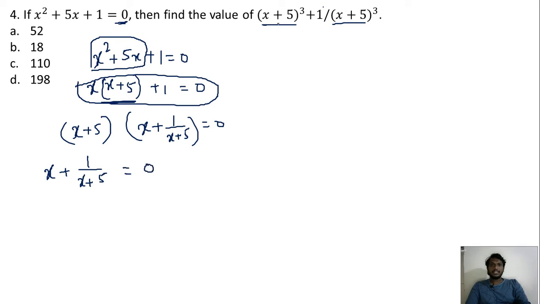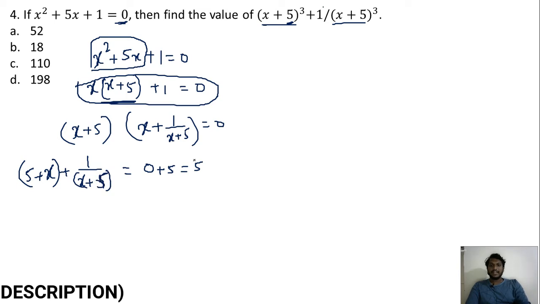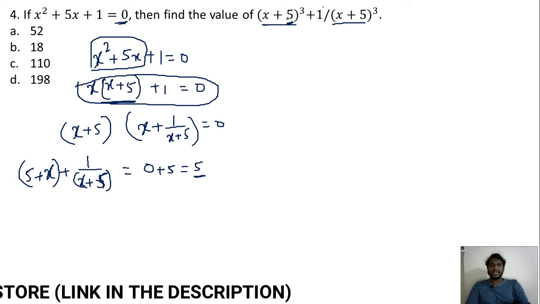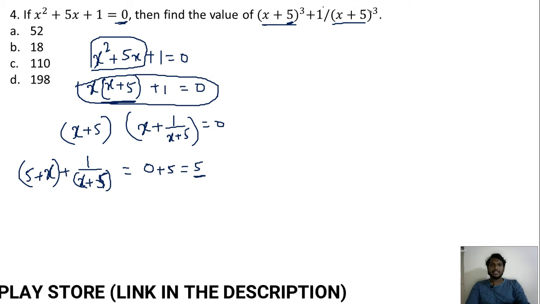Now here you can see that we need another 5 term. So let us add 5 on both sides. So this is x plus 5 and here also we have 0 plus 5 which is equal to 5. Now you have got this equation: x plus 5 plus 1 by x plus 5 equal to 5. Now you have to cube on both sides because we need x plus 5 whole cube plus 1 by x plus 5 whole cube.